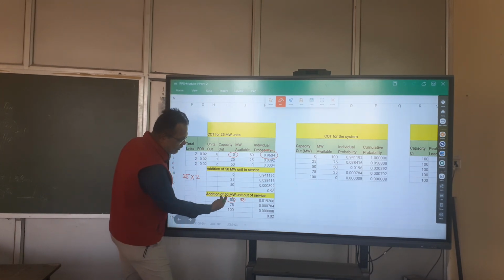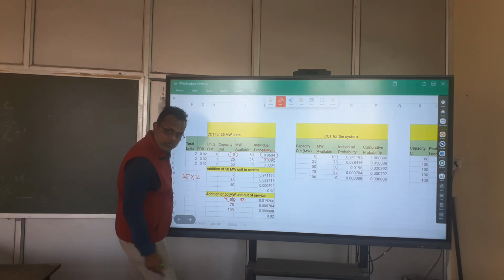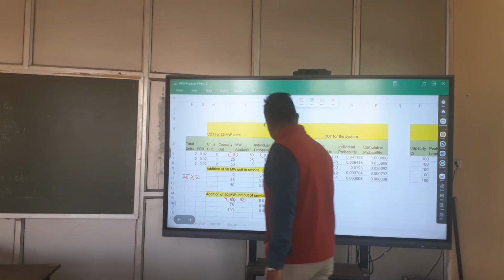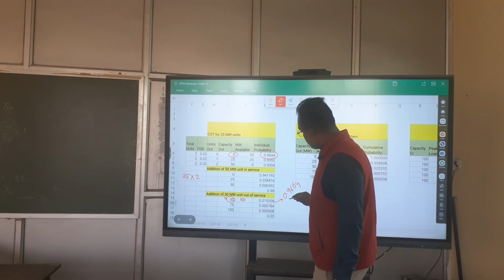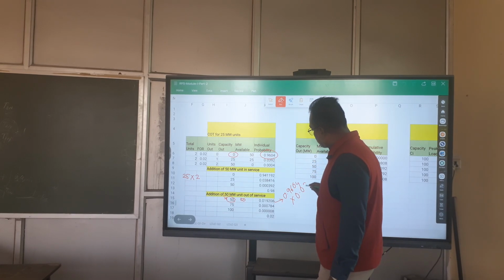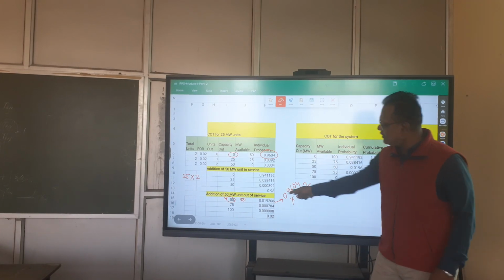Now what is the probability of 50 megawatt out of service? 0.02. So this probability should be 0.9604, this one into 0.02. Is it? Yes. Multiply this and you should get it.